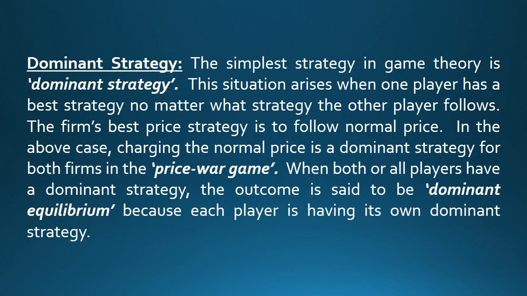Dominant strategy. The simplest strategy in game theory is dominant strategy. This situation arises when one player has a best strategy no matter what strategy the other player follows. The firm's best price strategy is to follow normal price. In the above case, charging the normal price is a dominant strategy for both firms in the price war game. When both or all players have a dominant strategy, the outcome is said to be dominant equilibrium because each player has its own dominant strategy.